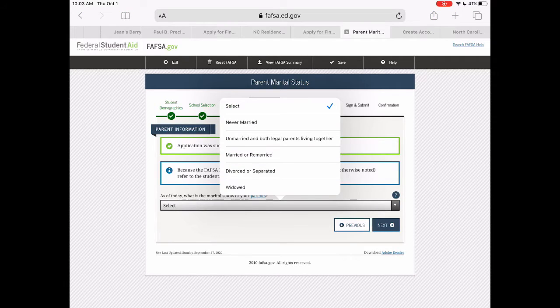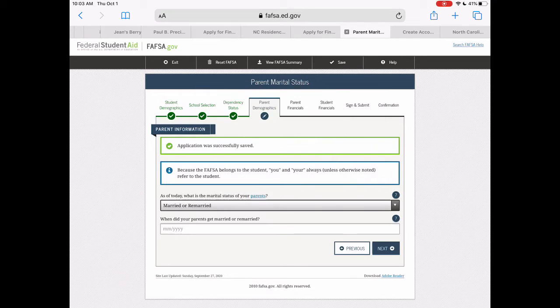If you have a parent who is married or remarried, so that would mean maybe your parents are divorced, but then the parent that you live with got married to someone else, you would put married or remarried. So you have to put the parent that you live with and your stepparent. But if they're divorced and not remarried, then you'll put that. So I'm going to put married or remarried.